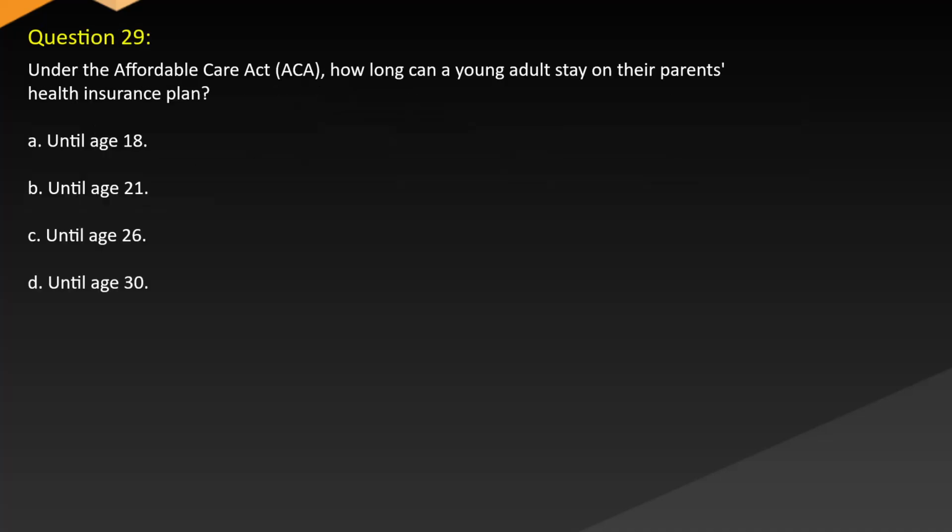Question 29. Under the Affordable Care Act (ACA), how long can a young adult stay on their parents' health insurance plan? A. Until age 18. B. Until age 21. C. Until age 26. D. Until age 30.